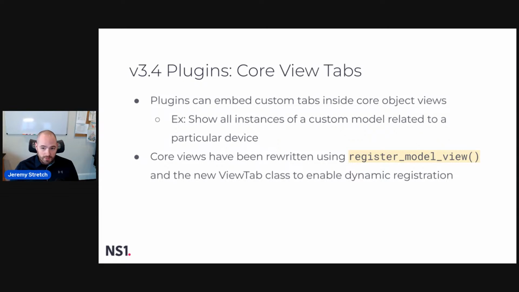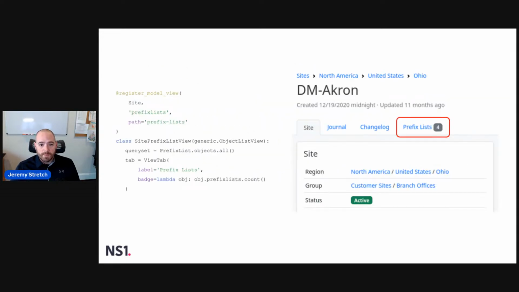So why might you want to do this? One example is, let's say you've got a bunch of BGP attributes that are applicable to a device, for example, you can register a BGP tab under the device view, and clicking that tab then takes you to a view provided by your plugin. Here's a quick example of that.